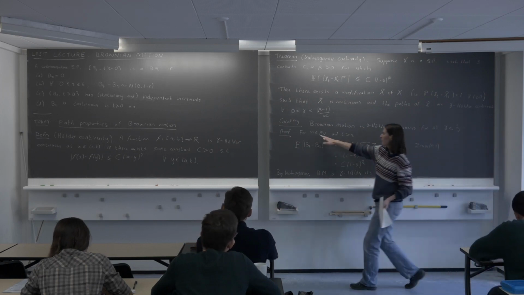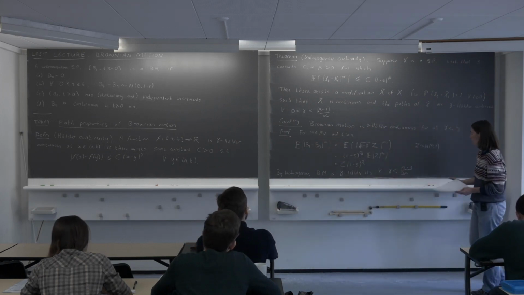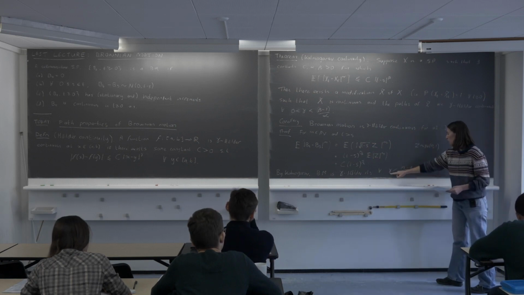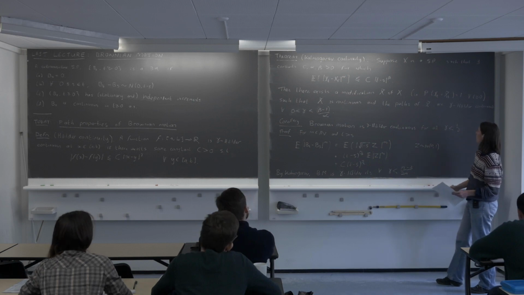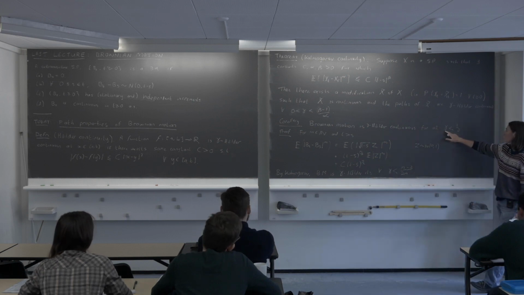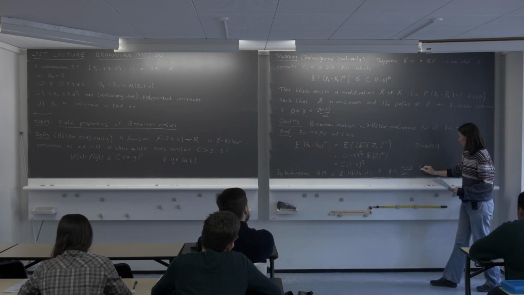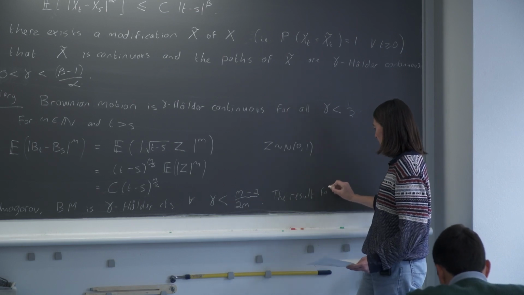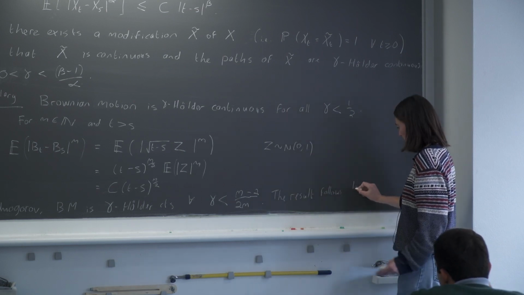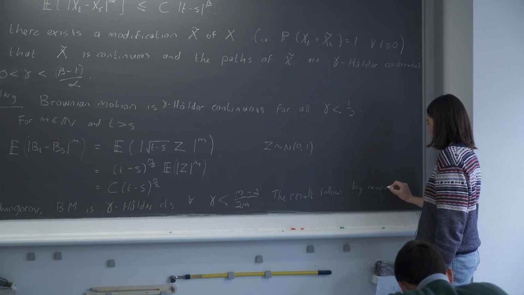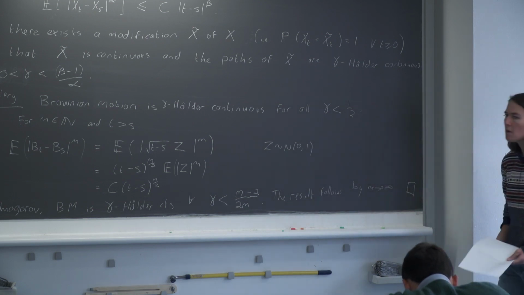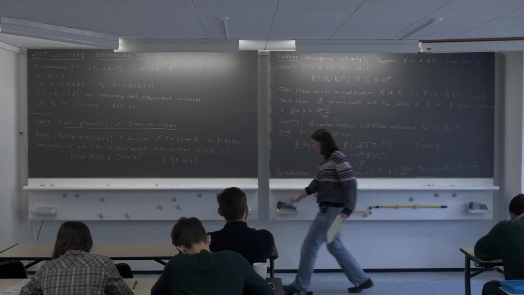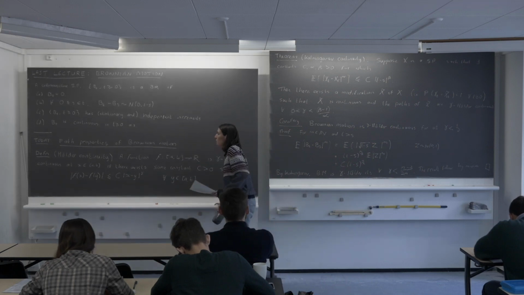But we chose m completely arbitrarily. We could have chosen it to be anything that we wanted. And so in particular, if you let m go to infinity, we can get arbitrarily close to gamma. And so it's Holder continuous for all gamma strictly less than 1/2. So the result follows by m going to infinity. Okay, so that's the proof that the Holder coefficient of Brownian motion is strictly less than 1/2.